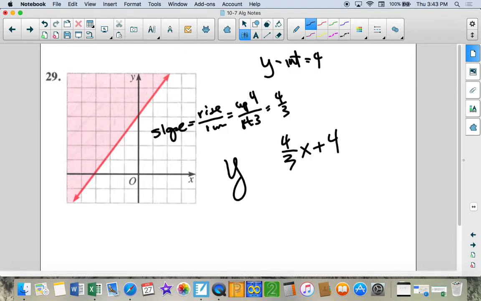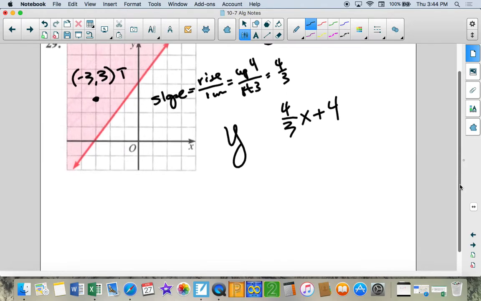Well, the easiest way is to find a true value. So what is a true value? Well, this point's a true value. That's 1, 2, 3, 1, 2, 3. That's (-3, 3). We are 100% confident that that is true. So let's plug those values in, 3 for y and 3 for x.